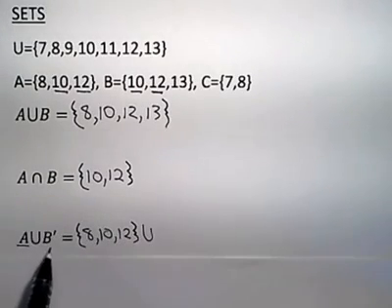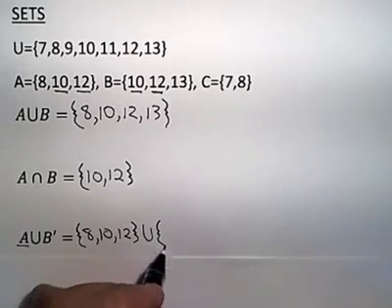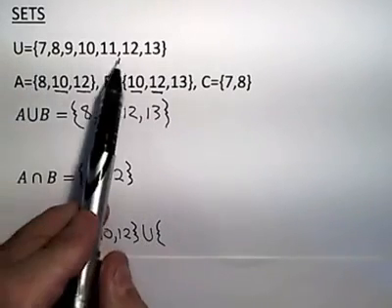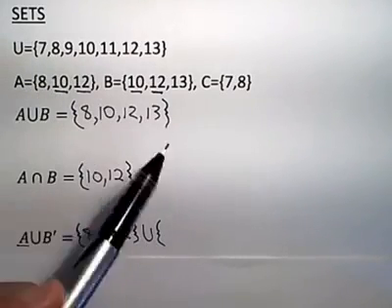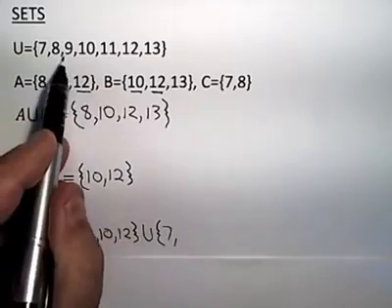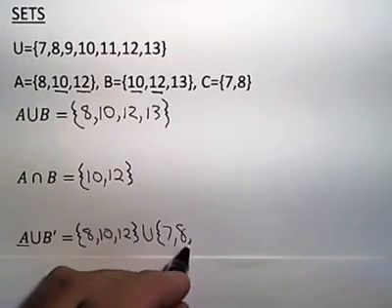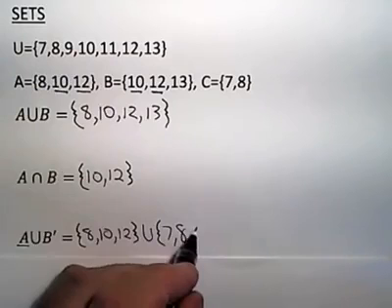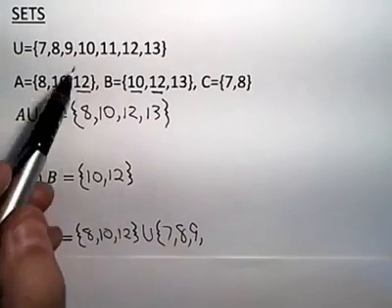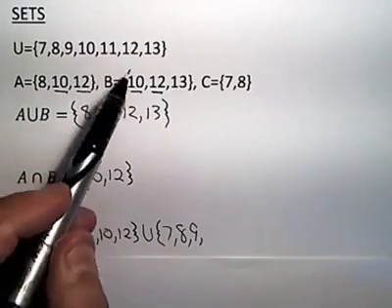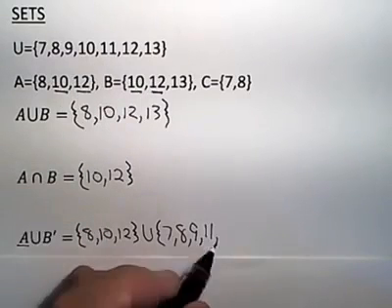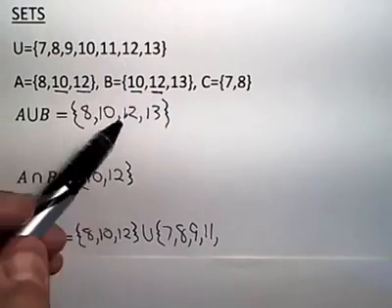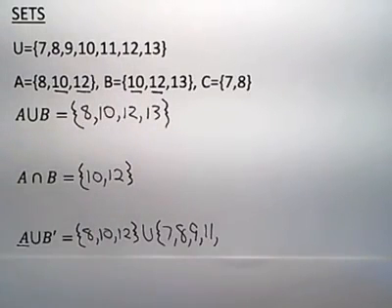Union. Now B complement consists of everything in the universal set that's not in the set B. So I'm looking. 7 is in the universal set but not in B. 8 is in the universal set but not in B. 9 is in the universal set but not in B. 10 is in B, so it doesn't go in. 11 is in the universal set but is not in B, so 11 pops in. 12 is in B, so it doesn't go in. And 13 is in B, so it doesn't go in.